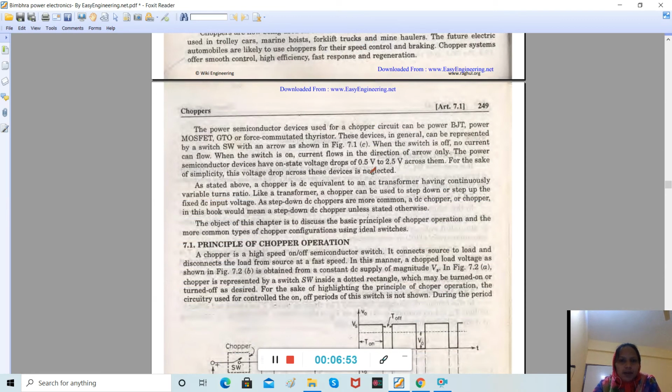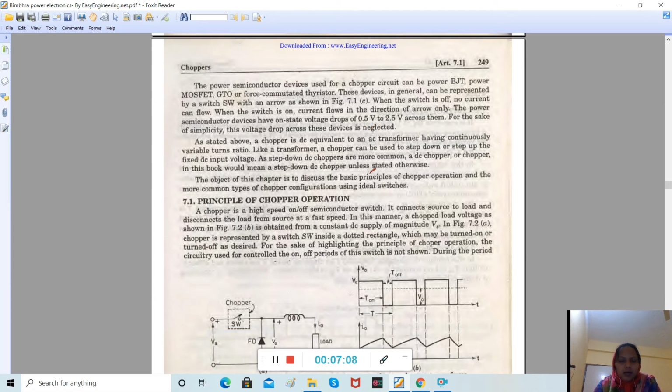The power semiconductor devices have an on-state voltage drop of 0.5 to 2.5 volt across it. But for the sake of simplicity, this voltage drop across these devices is neglected. Clear? So, as stated above, chopper is a DC equivalent to an AC transformer having continuously variable turns ratio. Like a transformer, a chopper can be used to step down or step up the fixed DC input voltage.